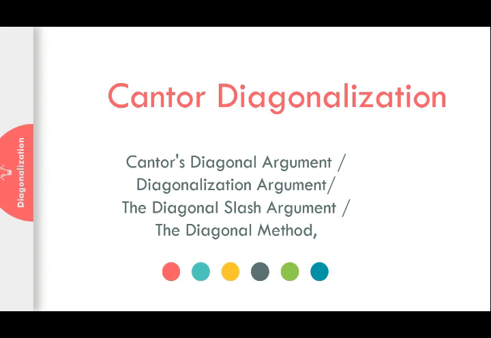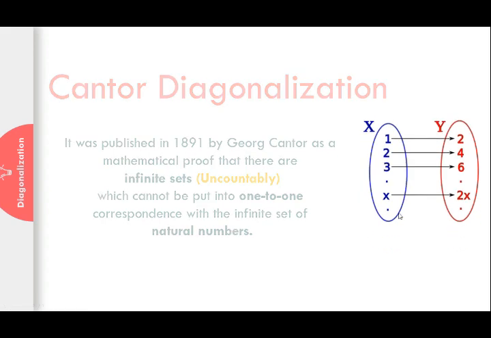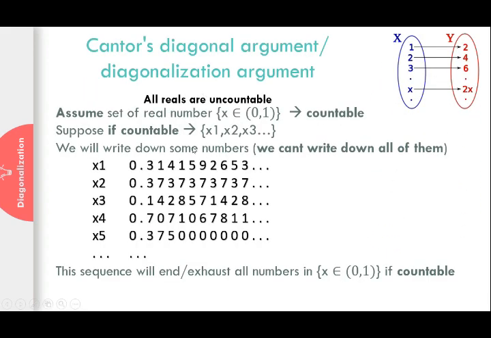Cantor's diagonalization argument is also called Cantor's diagonal argument, the diagonal slash argument, or the diagonal method. Why is this used? He used this mathematical proof to show that there are infinite sets that are uncountable, which cannot be put into one-to-one correspondence with the infinite set of natural numbers. Meaning, I cannot say in the real number set what the first value, second value, third value, and fourth value are, and so on. So we have to prove that all reals are uncountable.